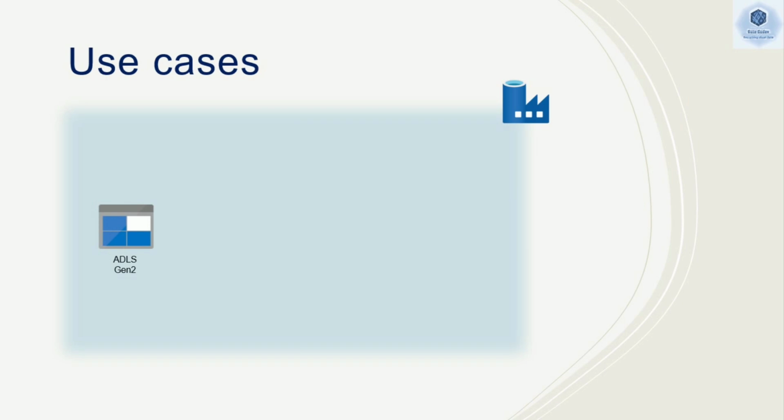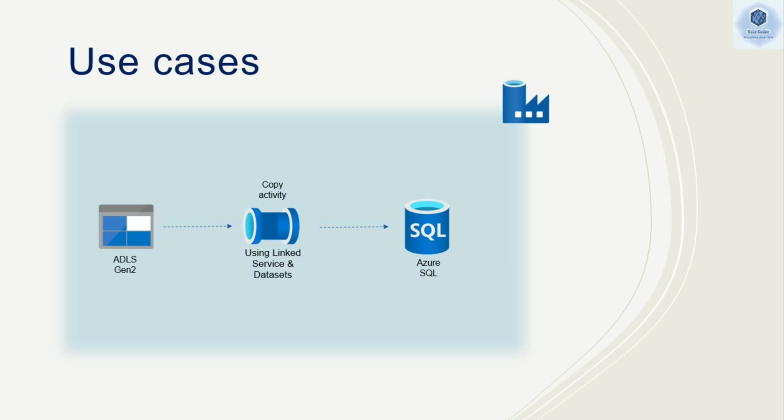So let me show the overview of what we are going to perform today. We have an Excel file available in our Azure ADLS Gen2. We are going to use a copy data activity in Azure Data Factory pipelines to load that Excel file data into our Azure SQL database as tables. We are going to use SQL authentication to configure the linked service of Azure SQL. So let us get into Azure Data Factory and start our demonstration.